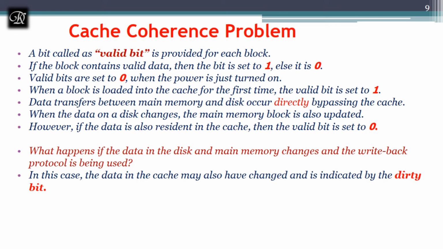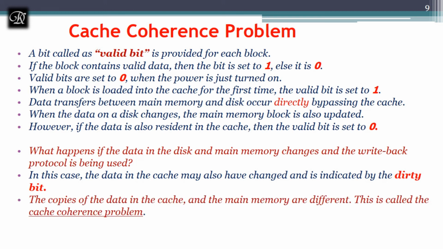So it is going to tell the data is modified, but it is not modified. The previous data is modified in the RAM, but whatever I'm having in the cache is not modified. The copy of the data in the cache and the main memory are different. Yes, this situation is called a cache coherence problem.